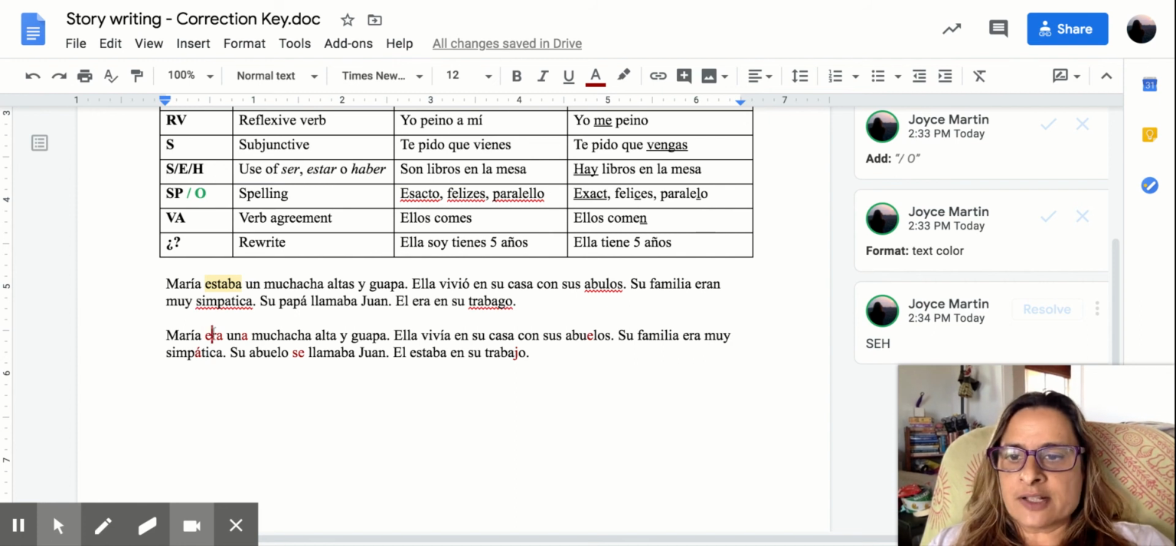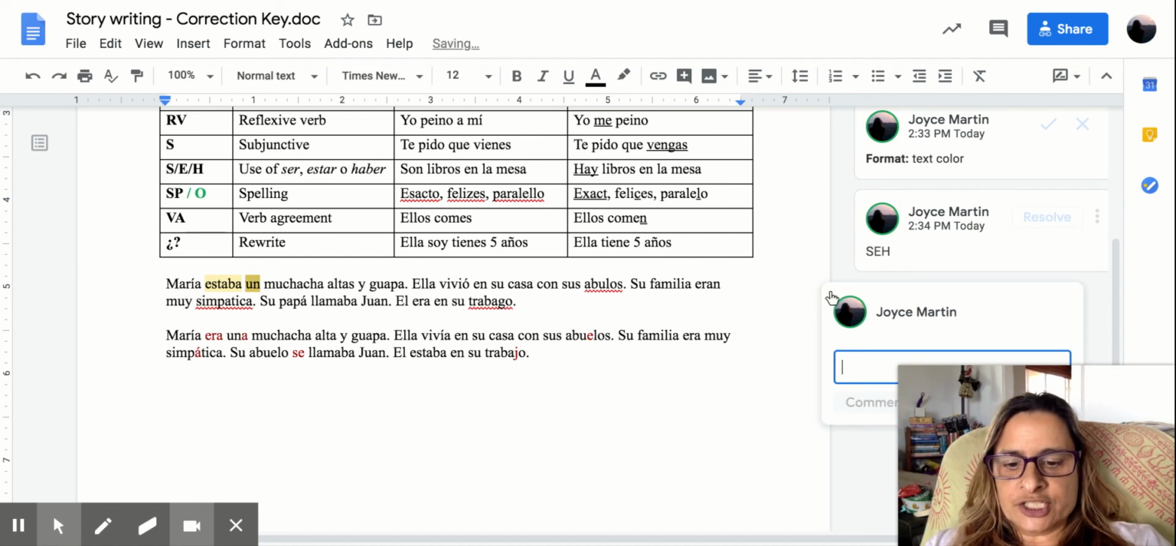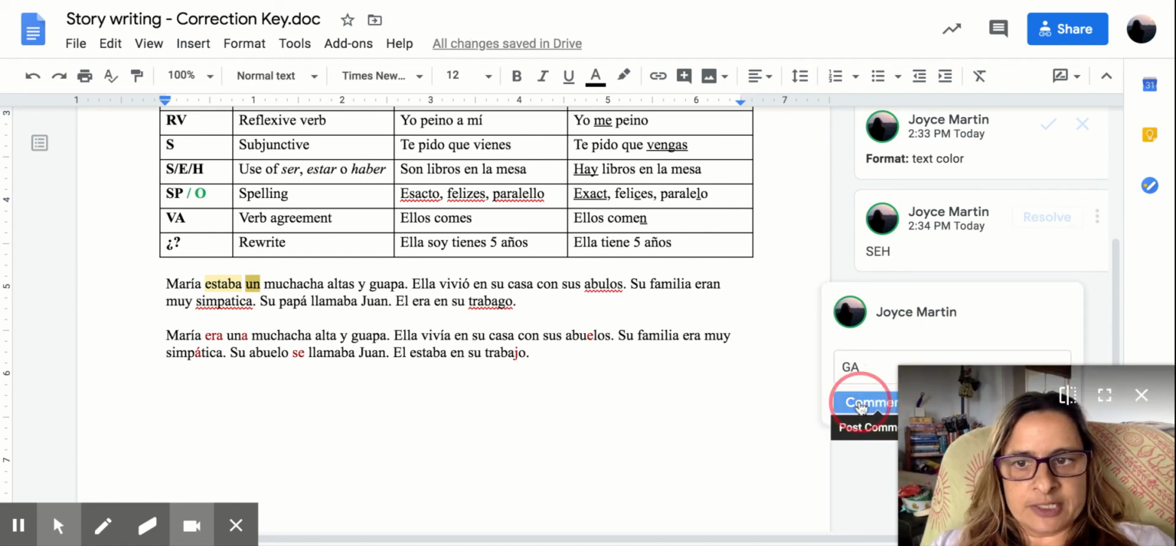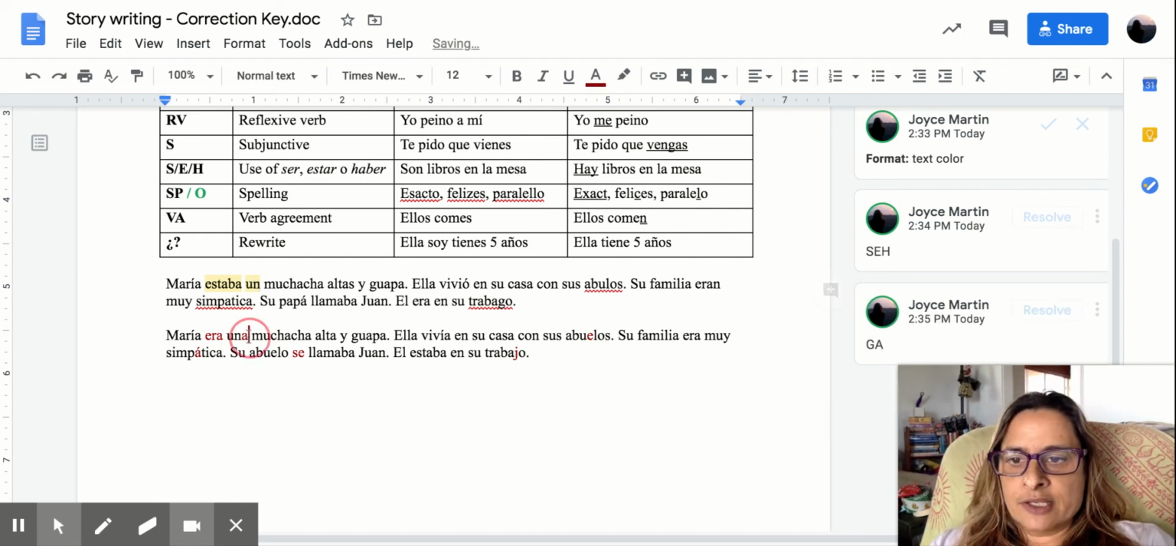Plus, we also have ser plus noun. You never have estar plus noun. All right. Maria era un muchacha. Okay, muchacha is feminine. Un is masculine. So I have an issue here. This un needs to be una. So I would click on that, and it's a gender agreement issue. So I would type GA. When you correct it, you would add una to it. Muchacha, not a problem. Maria era una muchacha.